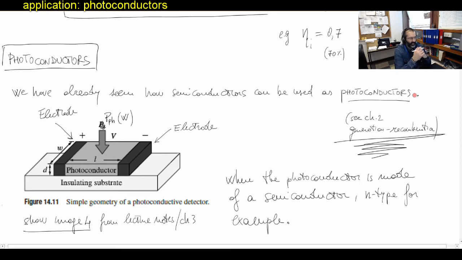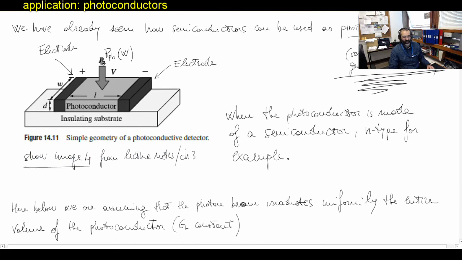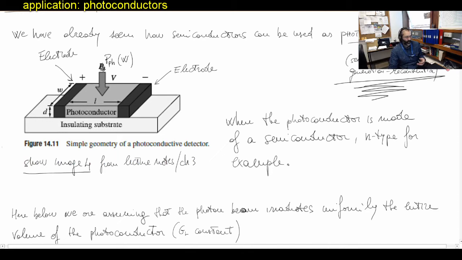So just to stay on photodetectors, the other type of detectors, simple detectors, that we could talk about together with photodiodes are photoconductors. So a photoconductor is simply a piece of semiconductor, and as we've already discussed when we did generation recombination in chapter 2, we already know a lot of things about how a piece of semiconductor could be used as a light sensitive device, as a photodetector.